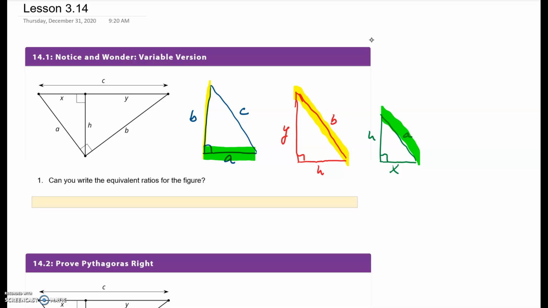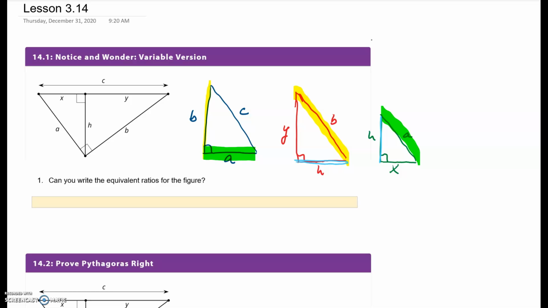So where else do I have shared sides? I have one more set of shared sides. I have side H down here on the bottom, and side H over here. So notice that we have shared sides in all these triangles.